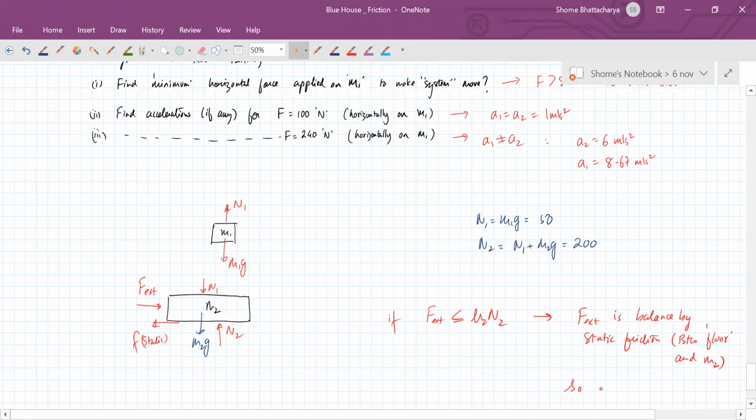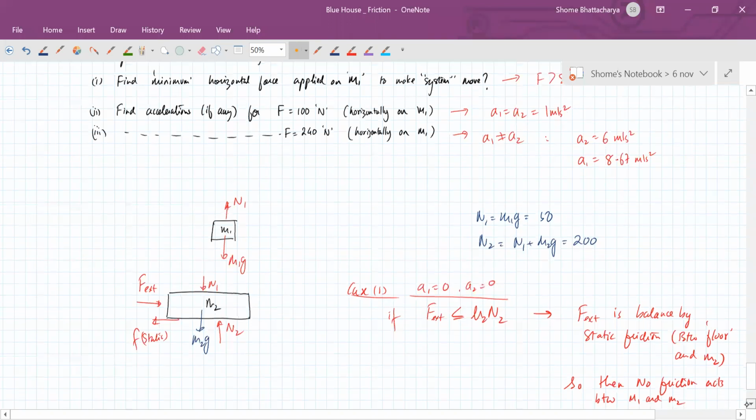So then no friction acts between M1 and M2. This is one case. And the acceleration of both the blocks is 0. The upper block has no force acting on it at all, and on the lower block.